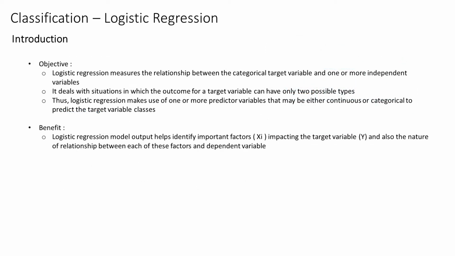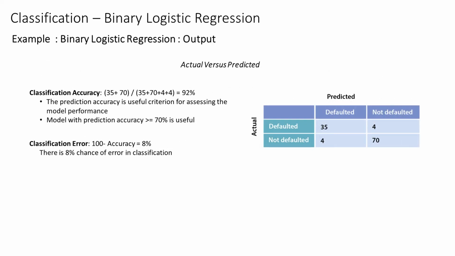Included in these techniques is logistic regression, which measures the relationship between the categorical target variable and one or more independent variables. Binary logistic regression classification makes use of one or more predictor variables that may be either continuous or categorical to predict the target variable classes. Multinomial logistic regression is helpful in identifying important factors that will impact the target variable and the nature of relationships between each of these factors and dependent variables.